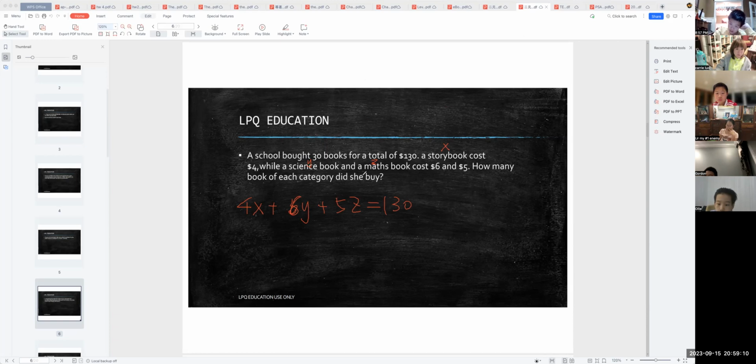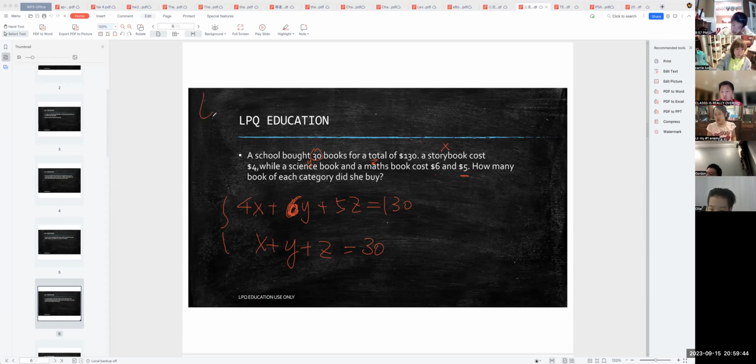Because the science book costs $6 and I bought Y science books, the cost of the science books should be 6y, correct? And because I spent $5 for the math book and I bought Z math books, it's 5z. So added together they should equal 130. And x plus y plus z should equal 30. We bought 30 books in total. Okay, so how many variables do we have? 3, but we only have 2 equations.